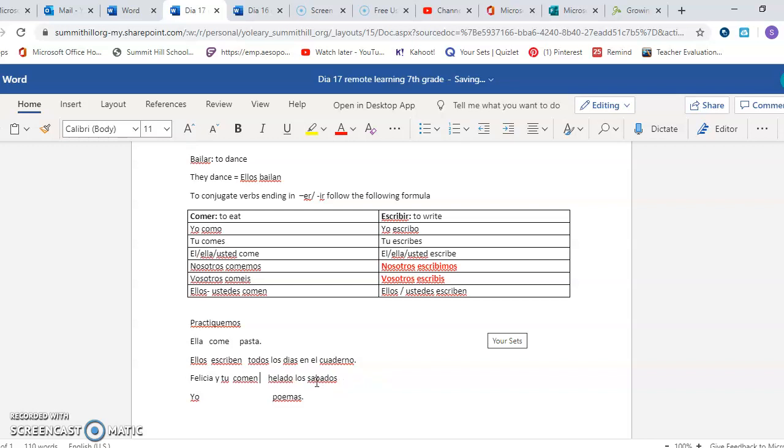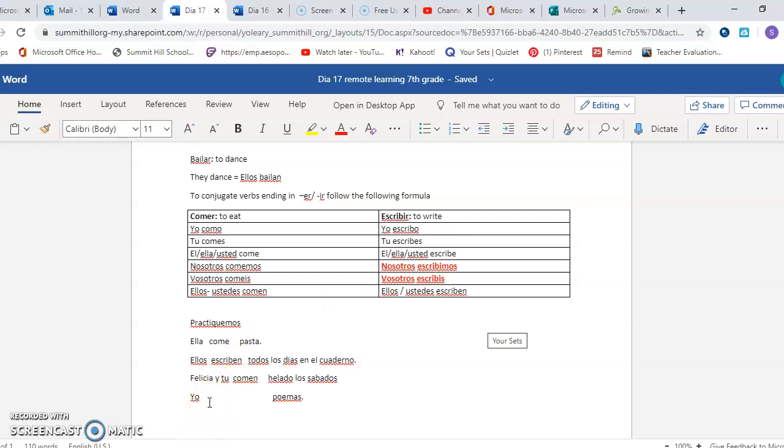And my last one is with the yo form. Yo poemas. What is poemas? This is chapter 2. Ooh, poemas means poems. Do you eat poems or do you write poems? Once again, vocab is the most important part in here. When you guys reach 8th grade, you need to know all the words in order to keep going. This is what makes 8th grade a little bit challenging for the students, because you need to remember all the words that you have learned in the past.